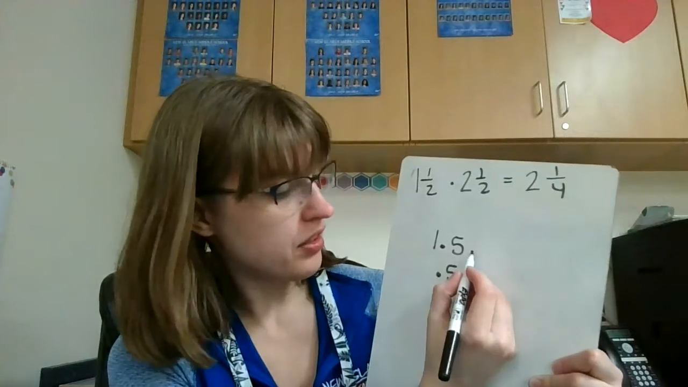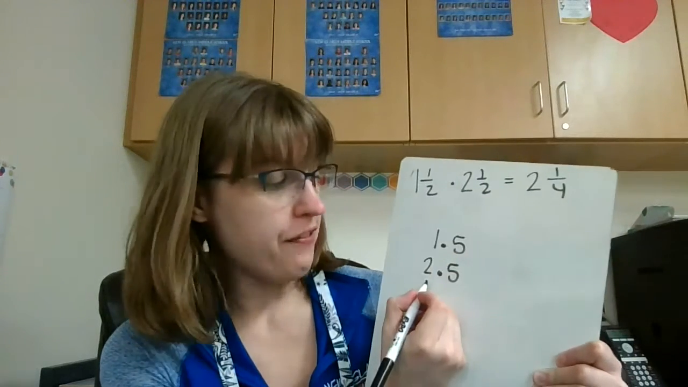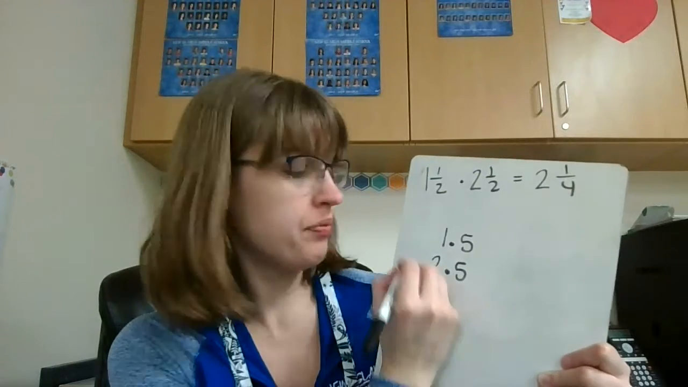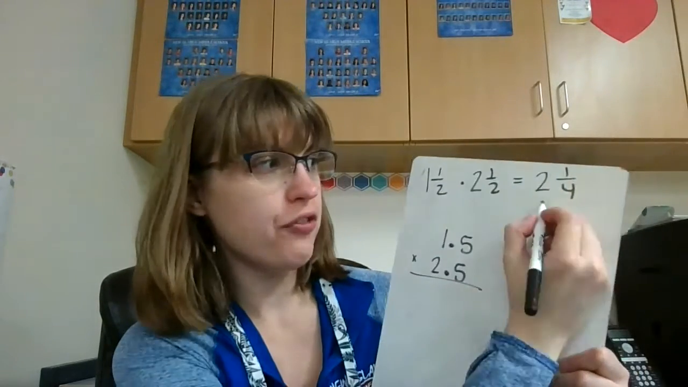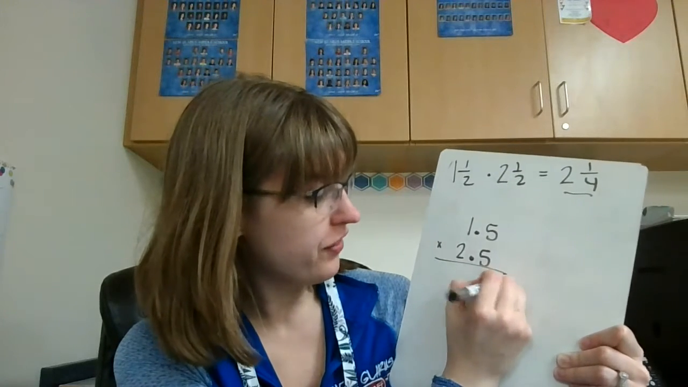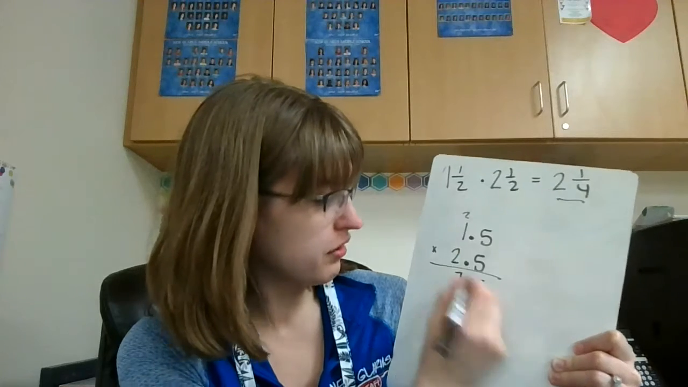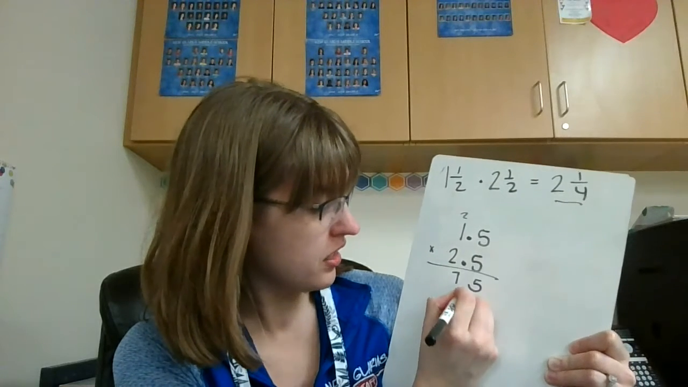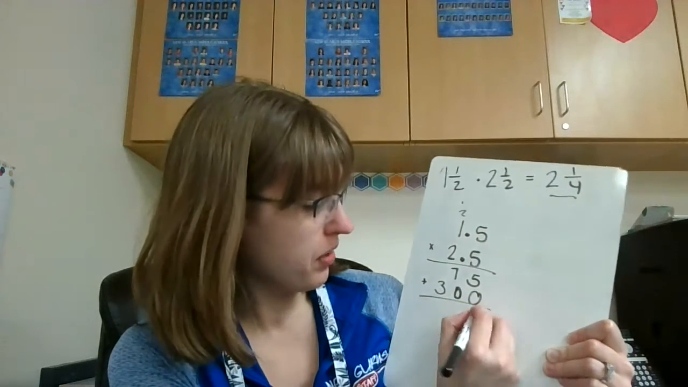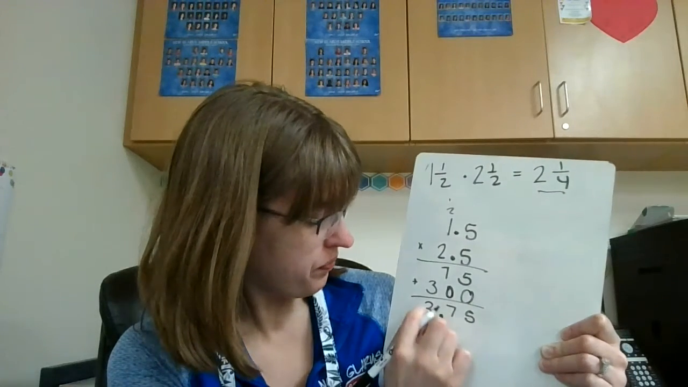1 1/2 is 1.5 as a decimal. 2 1/2 is 2.5 as a decimal. Let's multiply those and see if we get the same answer. 5 times 5 is 25. 5, 7. Put a 0. 2 times 5 is 10. 2 times 1 plus 1 is 3. Now I add them up. And then I have 2 after the decimal. So there we go.